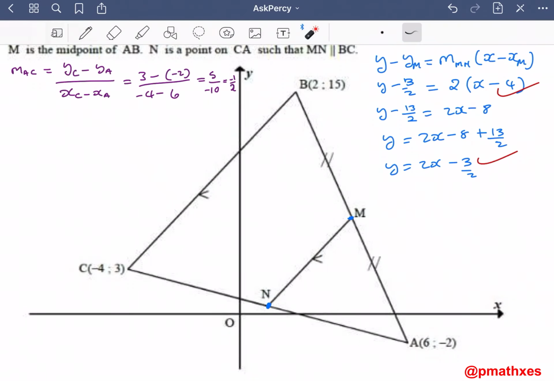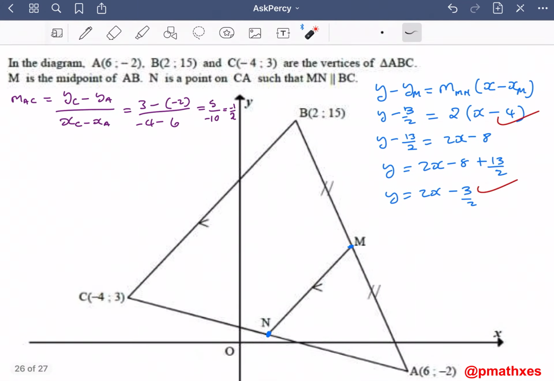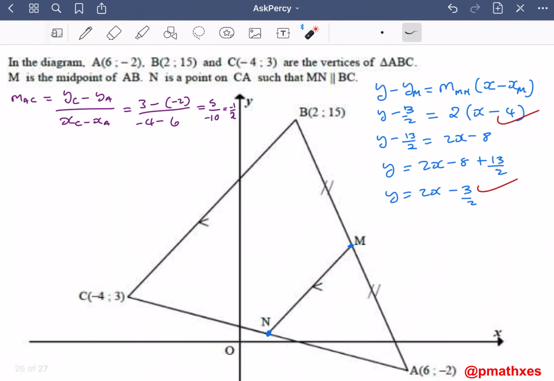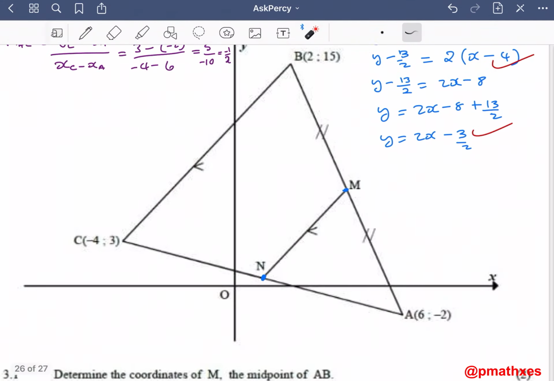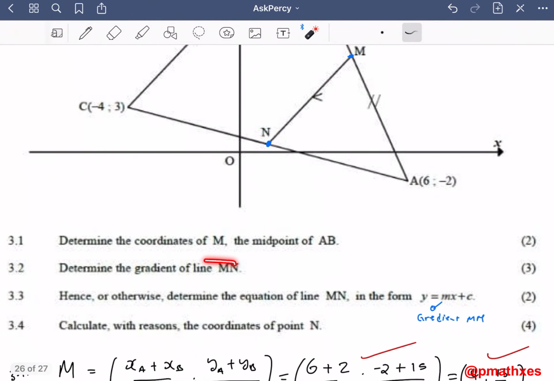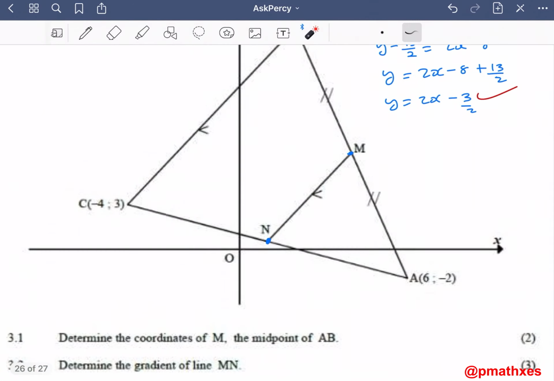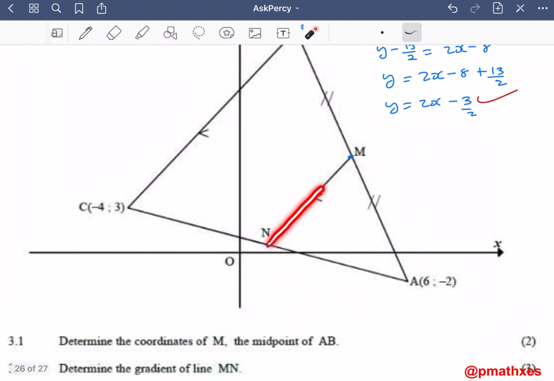A gradient is an indication of how steep the line is. Also, whether the gradient is negative or positive means something, right? For example, the gradient of MN, we got it to be +2. That means the line is facing that direction, and how steep it is.